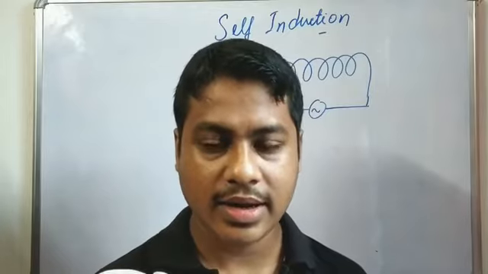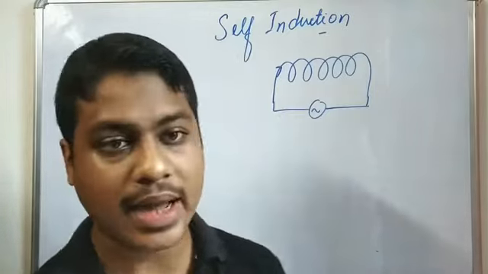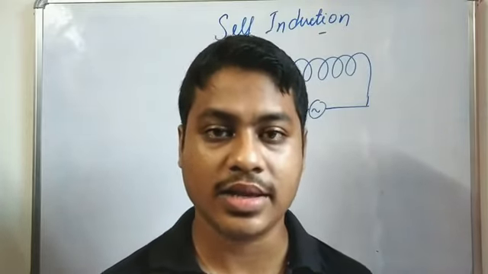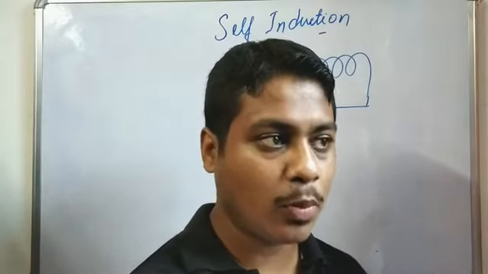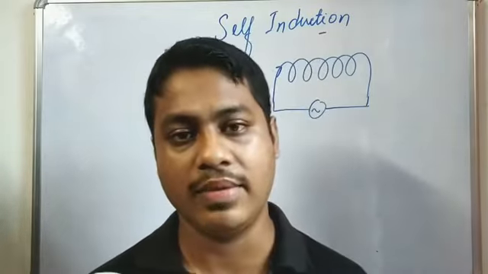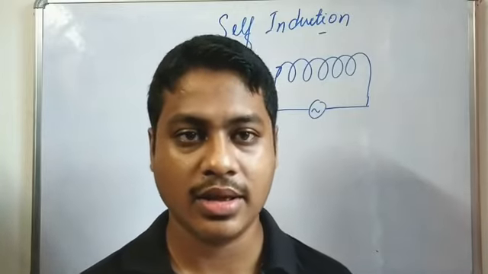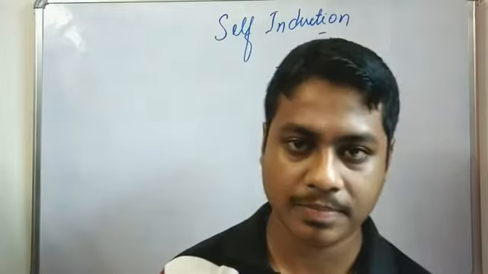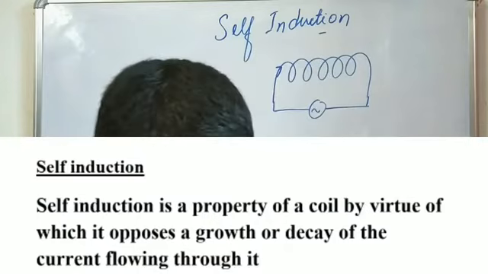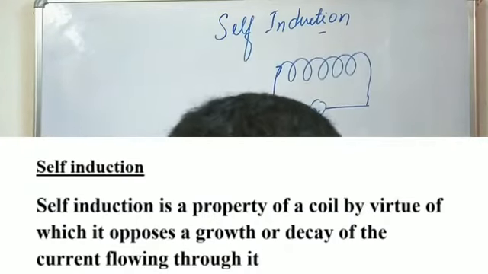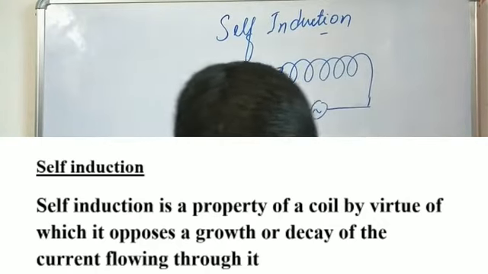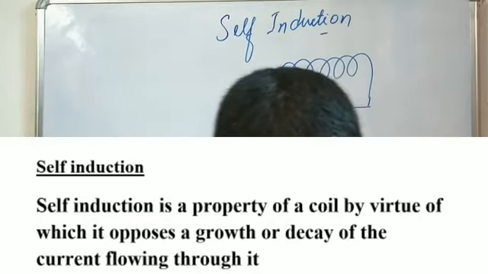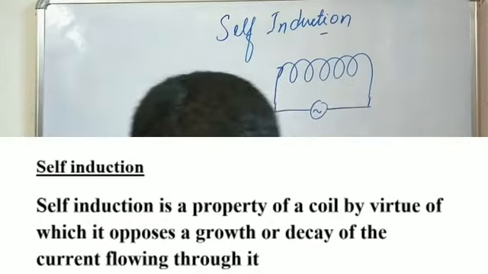The resistance that is offered to the current by the inductor is called self-inductance. This is similar to resistance. Resistance opposes the current flow, and the same way here also it behaves. Each and every device has its own resistance, so this inductor also has its own resistance, which we call self-inductance. Clear? So the definition, as you can see on the screen: self-induction is a property of a coil by virtue of which it opposes the growth or decay of the current flowing through it. So this is your self-induction.